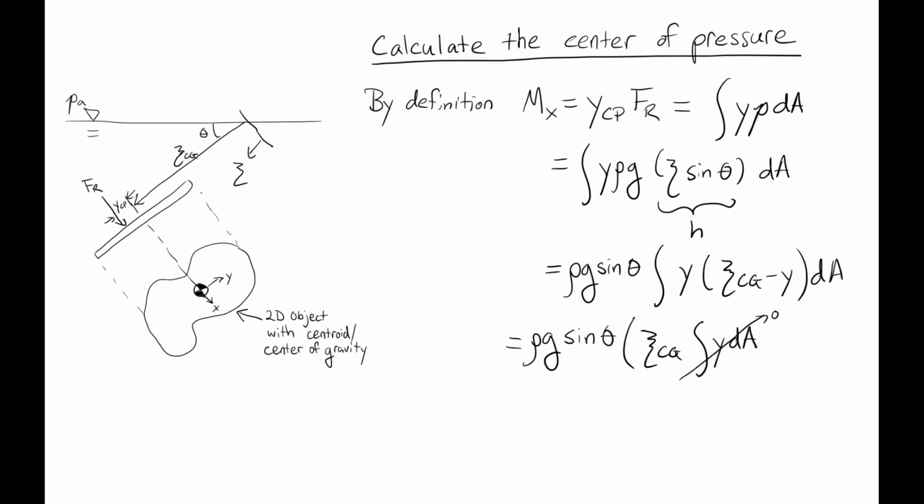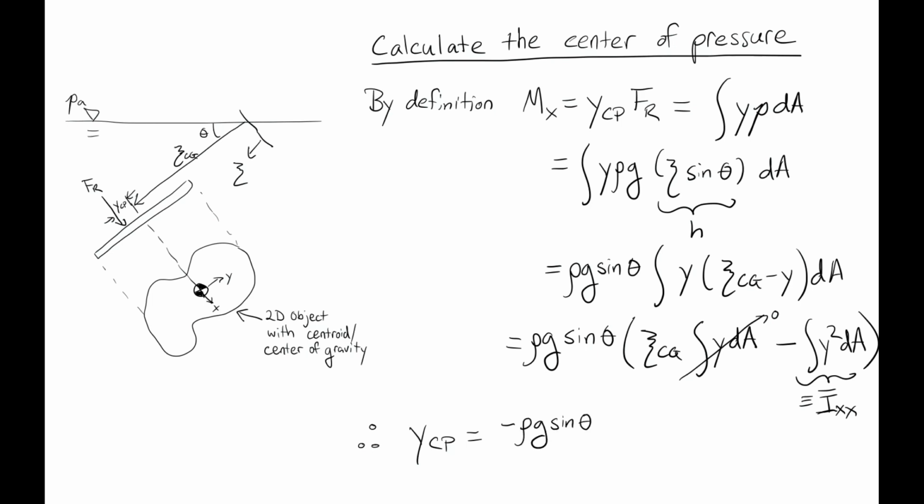The other term that's left over involves a y squared dA, and that term is not 0, but again, since y is defined relative to the centroid, that actually is the definition of the moment of inertia of an object with respect to the centroid. So in the end, you can calculate, so we'll divide by the resultant force.